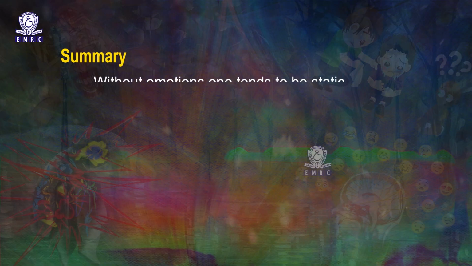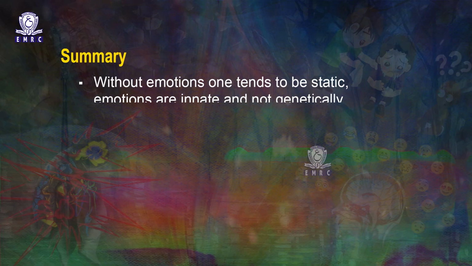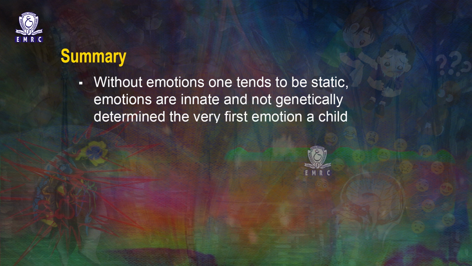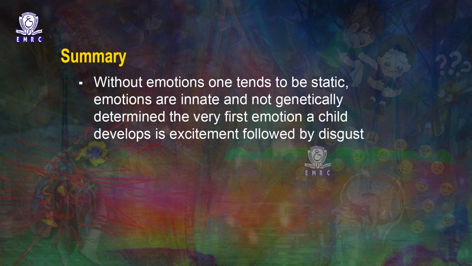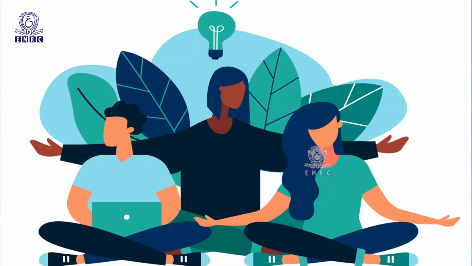To find out what it is, we have looked at what emotions are and what kind of role emotions play in one's life. Without emotions, one tends to be static, and emotions are innate and not genetically determined. The very first emotion a child develops is excitement, followed by disgust and delight. Pleasant and unpleasant emotions evoke a bodily response in an individual. Learning to manage these emotions helps an individual to lead a balanced life.